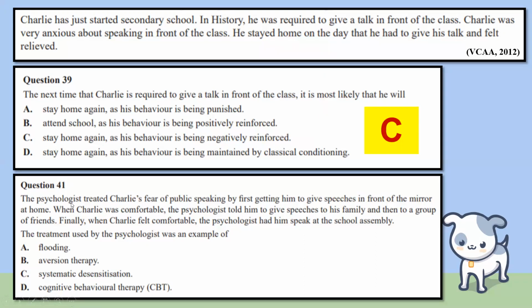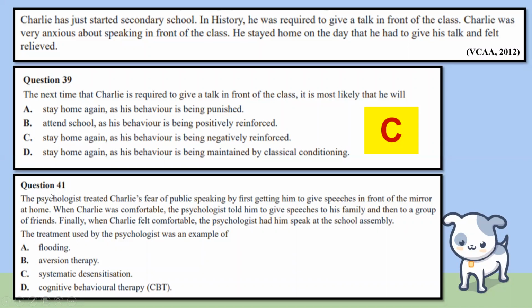Okay, so then question 41 is, the psychologist treated Charlie's fear of public speaking by first getting him to give speeches in front of the mirror at home. When Charlie was comfortable, the psychologist told him to give speeches to his family, then speeches to a group of his friends. Finally, when Charlie felt comfortable, the psychologist had him speak at the school assembly.